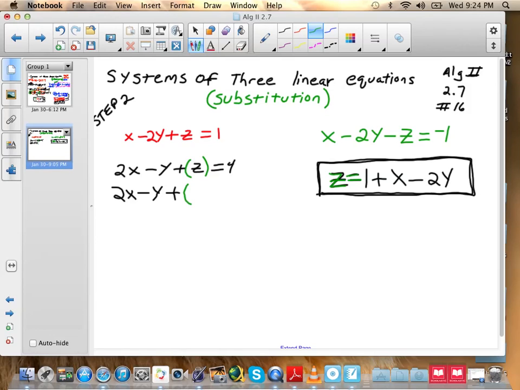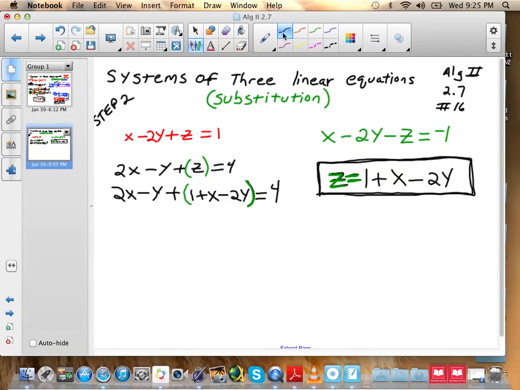So in place of z now, I'm going to put the value. Remember we said there was a value assigned to it? Well, that value is 1 plus x minus 2y. That's the value that we placed on z. So I'm going to plug that value in for my z. I'm going to say 1 plus x minus 2y, because all of these terms together are the value equal to z. And now it equals 4, because that's still part of the equation.